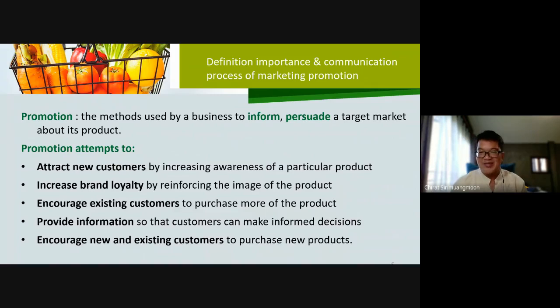Like when you're going to buy something, they present the good points of the product. So that is to provide information. And the last one is to encourage new and existing consumers to purchase the new products.